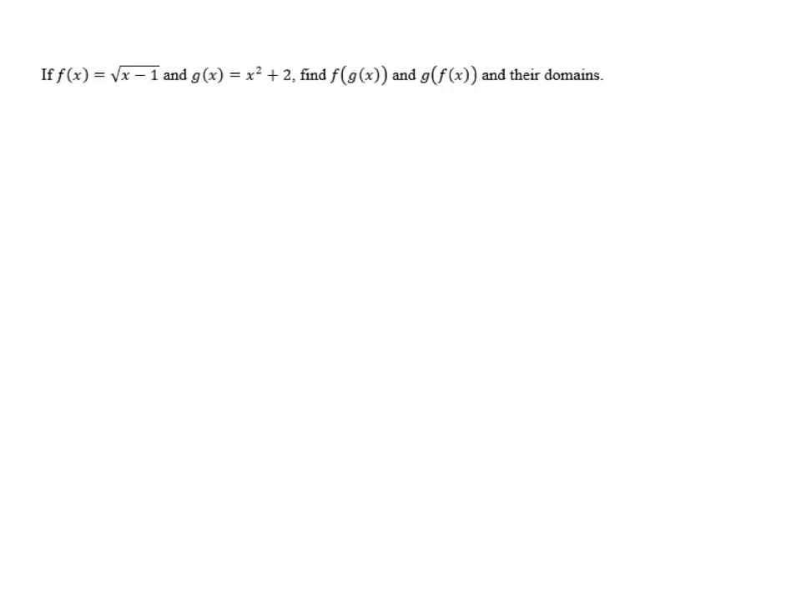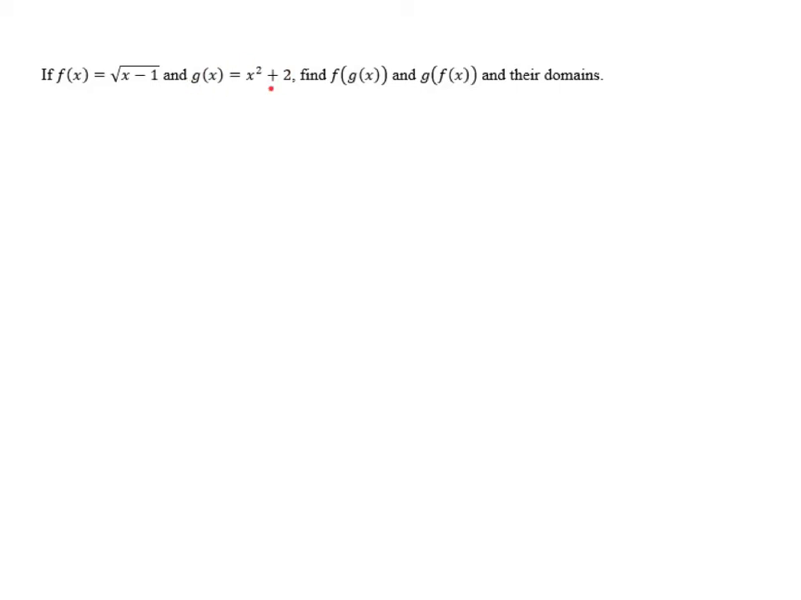If f of x equals the square root of x minus 1 and g of x equals x squared plus 2, find f of g of x and g of f of x and their domains. First, let's look at the domains of f and g by themselves.